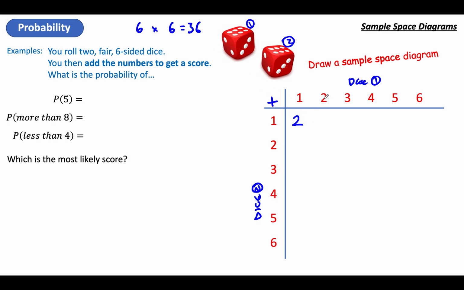But what if I rolled a 2 on one dice and a 1 on the other dice? That would have a score of 3. If I rolled a 3 and a 1, that would have a score of 4. Just because this is what our thing is set up as, which is that we add the numbers to get the score. And then a 4 and a 1 would be a score of 5. If I rolled a 5 and a 1, that would be a score of 6. And a 6 and a 1 would be a score of 7.